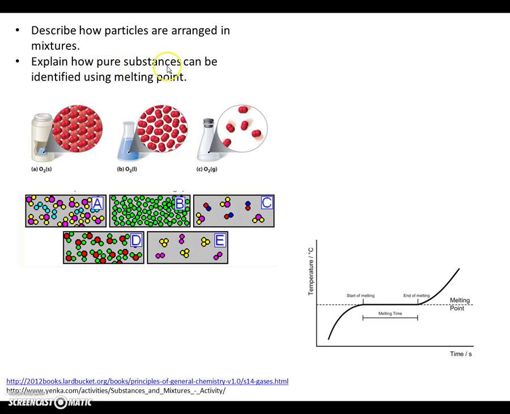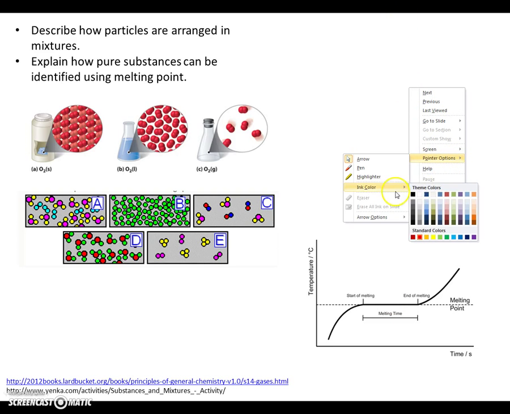So you also need to explain how pure substances can be identified using melting points. If we take a substance and we heat it up continually over time and measure the temperature of that substance, we will see the temperature rise until it reaches a certain point, and then even though we are continuing to heat it, the temperature of that substance doesn't change. This is the time when the substance is actually melting, turning from a solid into a liquid.